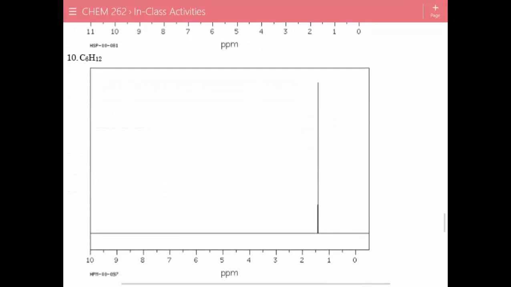All right, let's do problem 10. Problem 10, if you do the HDI, HDI for this one should be 1. We only have one signal. That means it's highly symmetric. That makes me tend to think of rings. So if we think about this, we could do a ring that is 6 members. And if we did this, we'd have 12 protons.